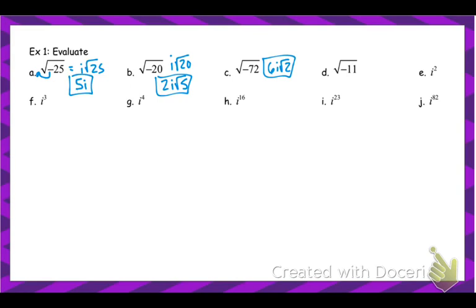The square root of negative 11 does not simplify, so this just becomes i root 11. So again, very easy to work with. Negative on the inside becomes an i on the outside. All right, so now let's look at a couple powers of i.